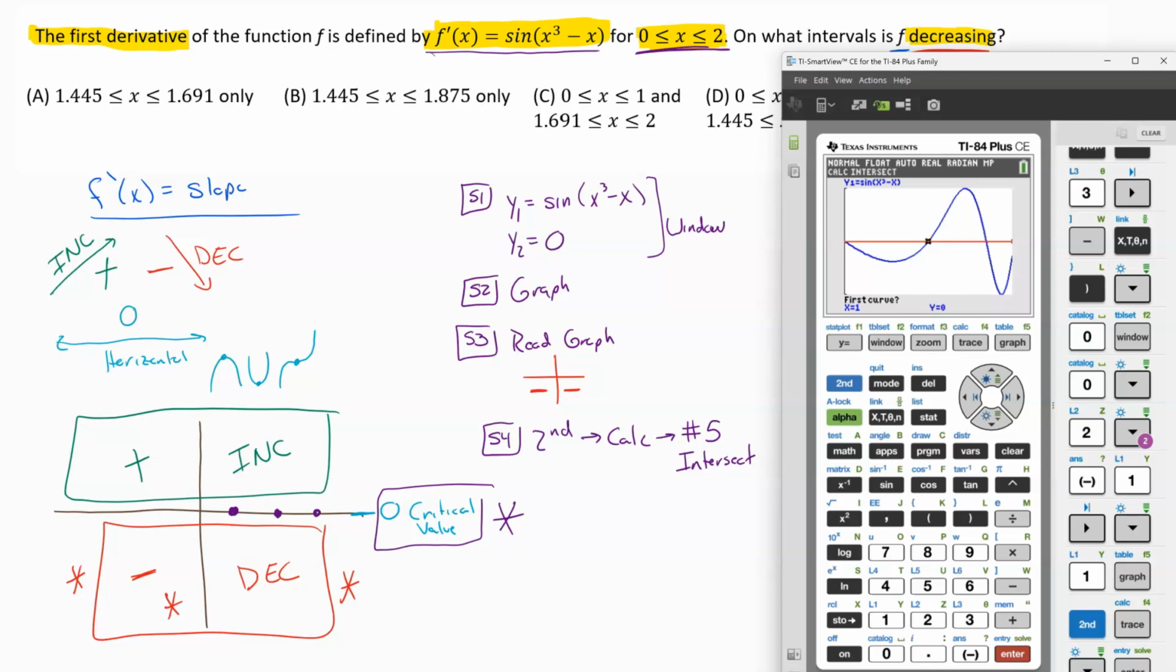It's going to say, is that the first curve? Yep, that's the first curve. Go ahead and hit enter. It'll switch automatically to the second curve for you and say, is that the second curve? Yep, that's the second curve. So go ahead and hit enter.